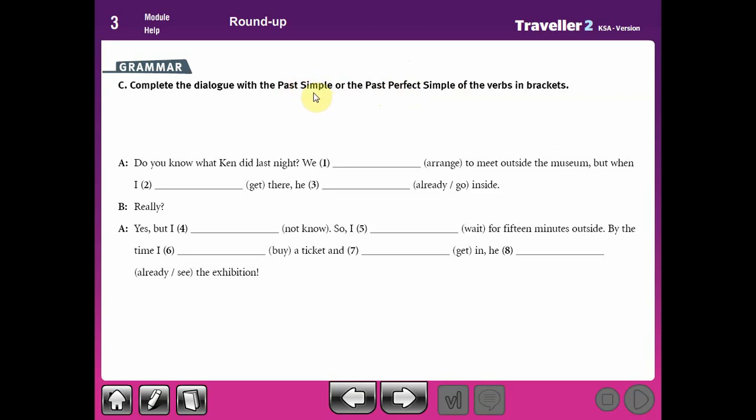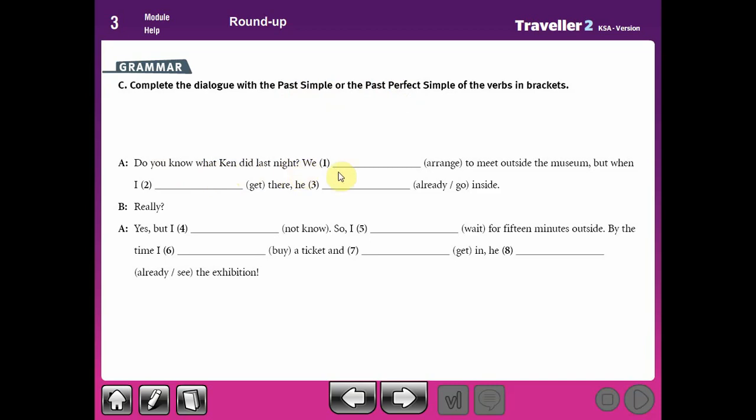We have some key words that we use with the past perfect, like already, after, before, by the time, when, as soon as, and so on. With the past simple, we use yesterday, ago, and so on, right? Past simple means verb 2, but past perfect means had. Okay, the formation: had plus verb 3. Do you know what Ken did last night?